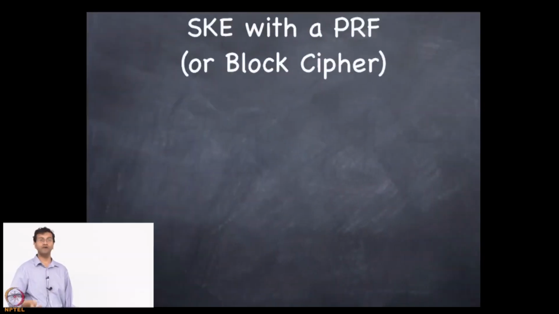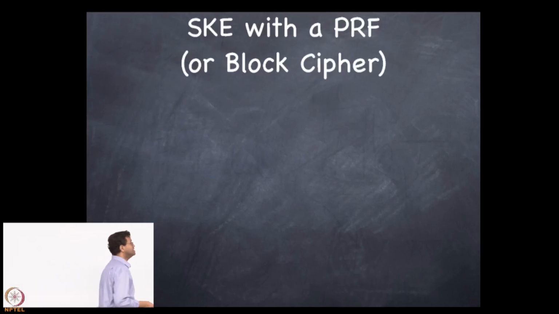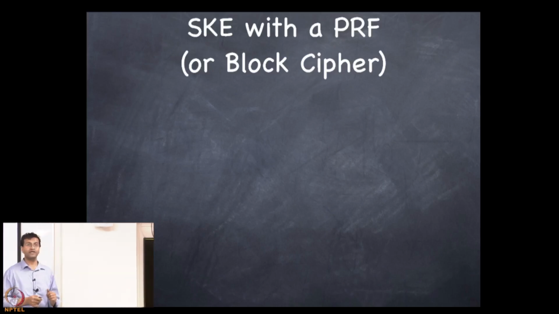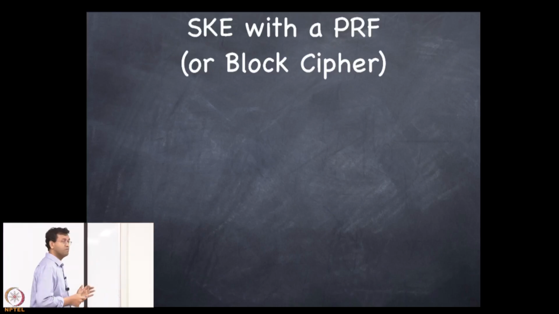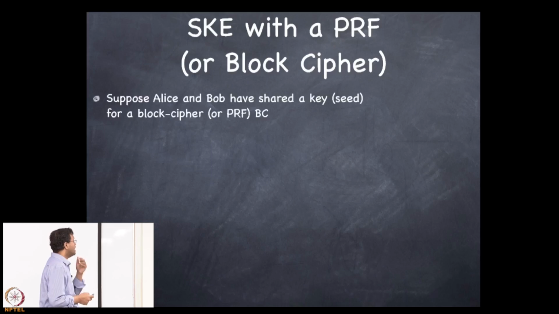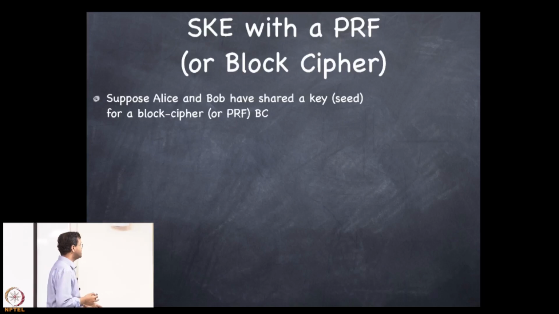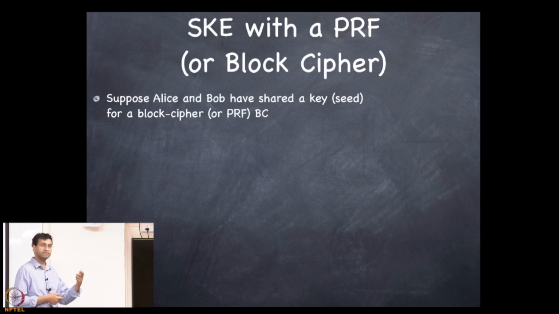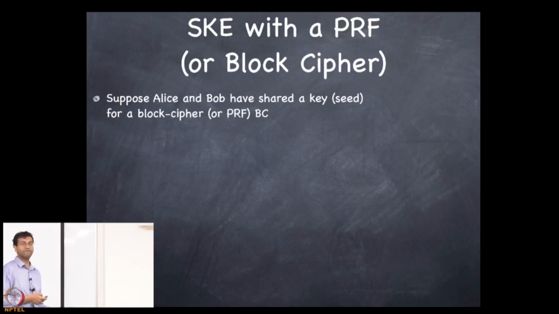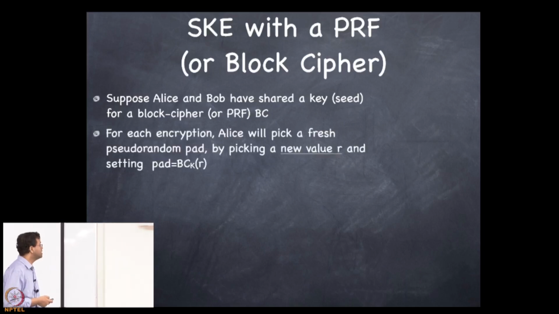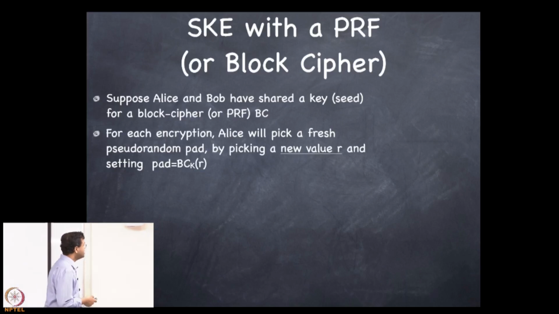Now that we know what definition of symmetric key encryption we are after, how do we do it? How do we get it using a PRF or a block cipher? We'll first consider the situation where there is a single block of message. Here is how it goes. The key for the encryption is going to be the key or the seed for the PRF, for the block cipher. And I'll have a picture shortly.